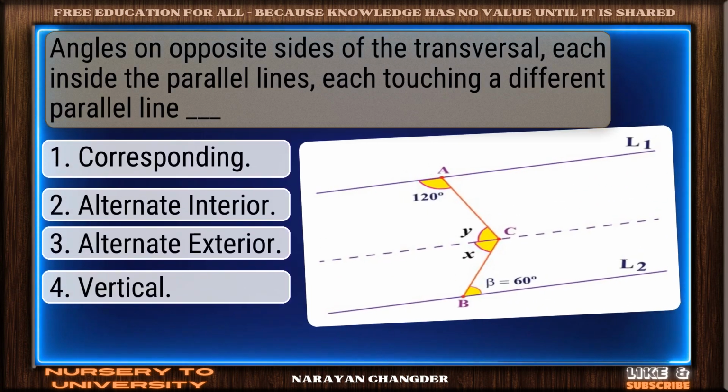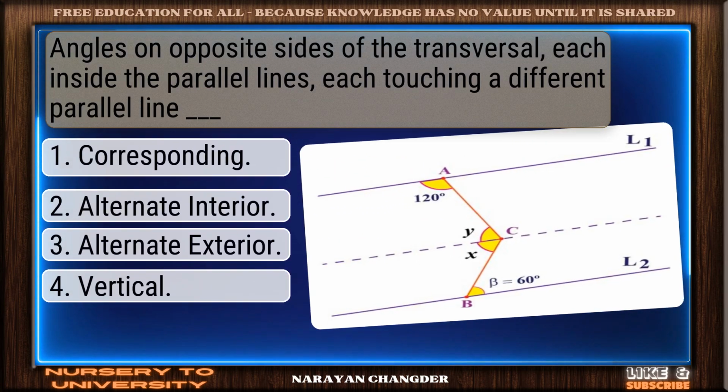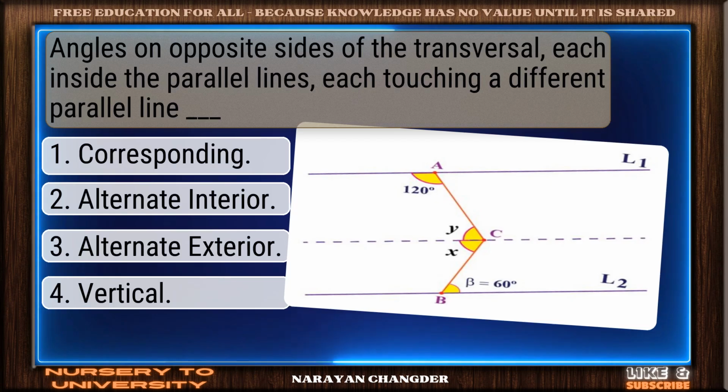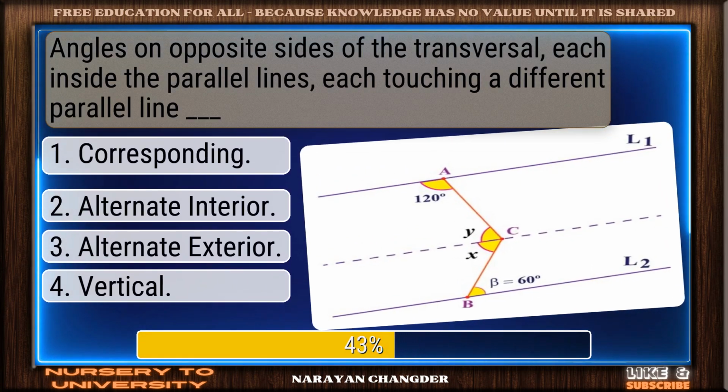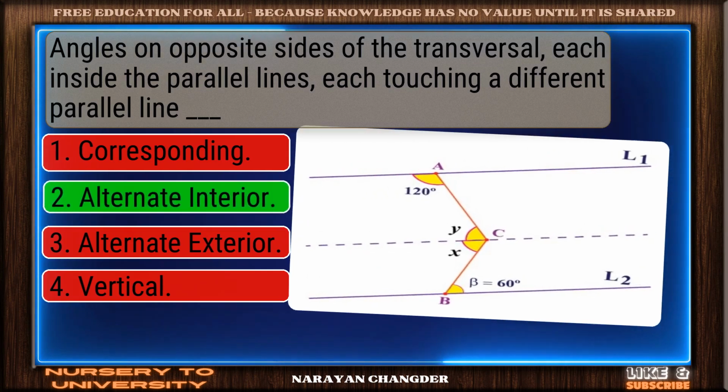Question number 15. Angles on opposite sides of the transversal, each inside the parallel lines, each touching a different parallel line, dash. Right again. Alternate interior is a valid answer.